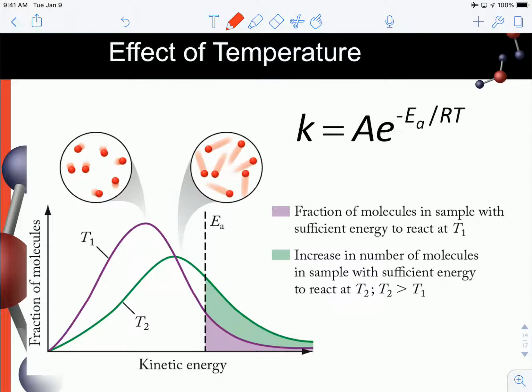And of course, you know that temperature affects the rate of a reaction. So this is the Arrhenius equation. We're going to spend some time on this in class, but you can basically see that at a higher temperature, we have a greater fraction of molecules that have enough energy to get over that barrier and go on to form products. And that's all this curve is showing you here.